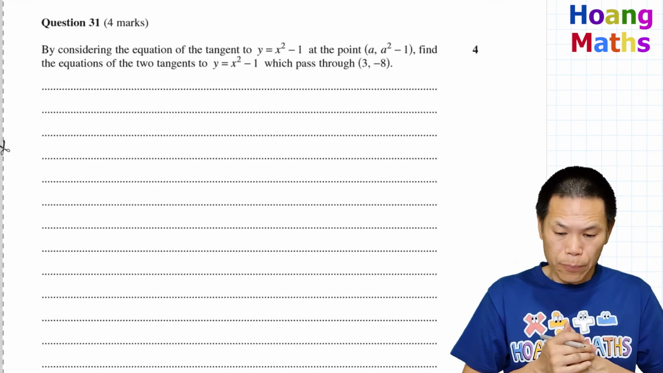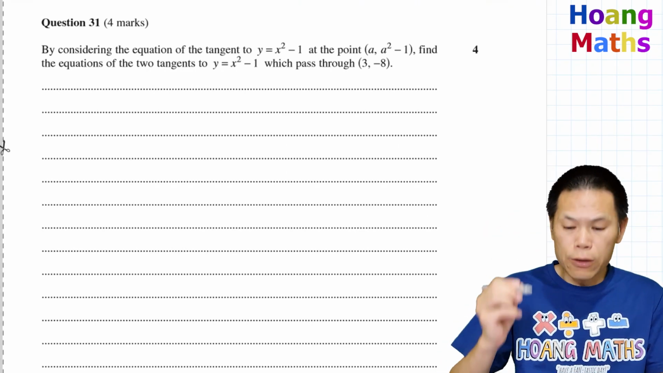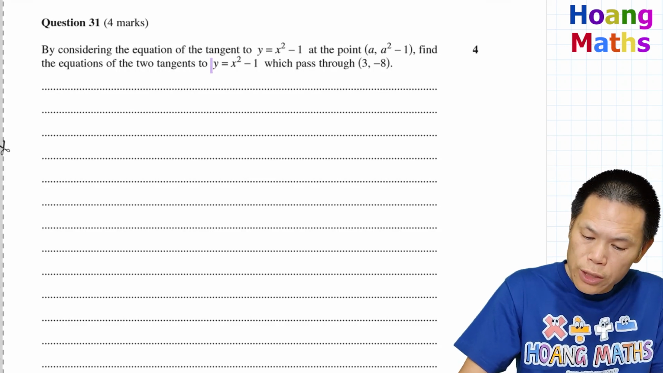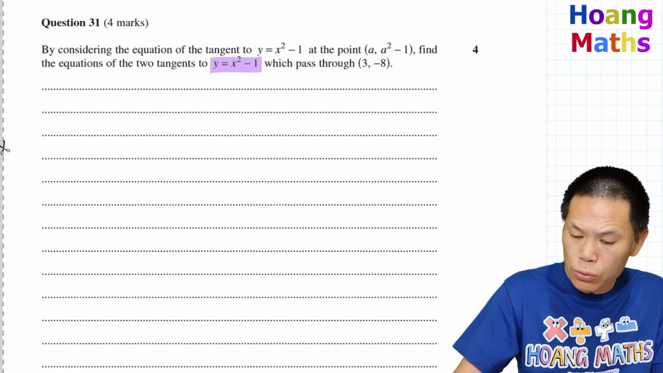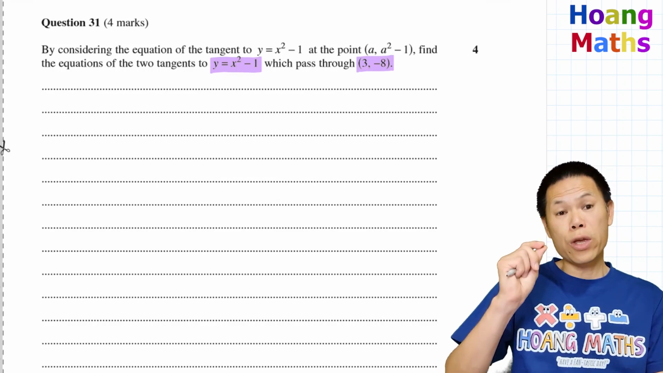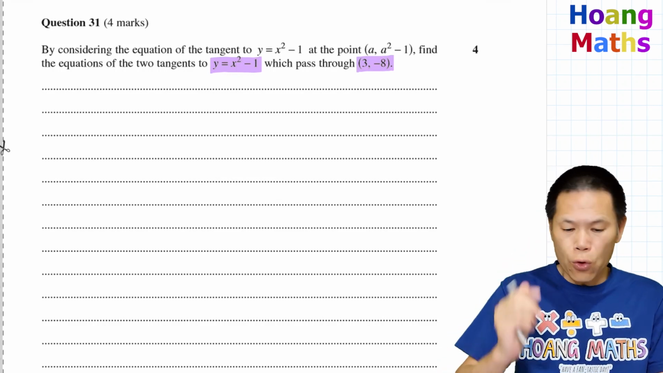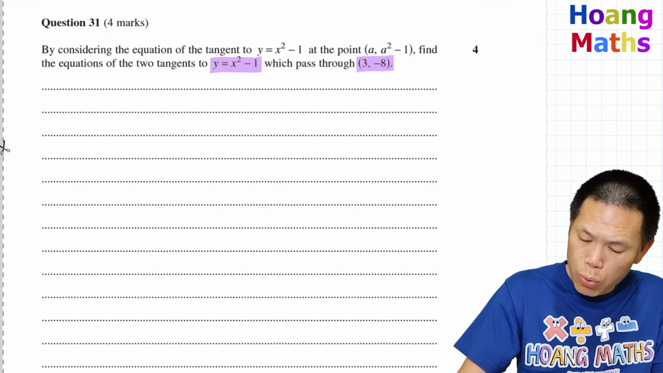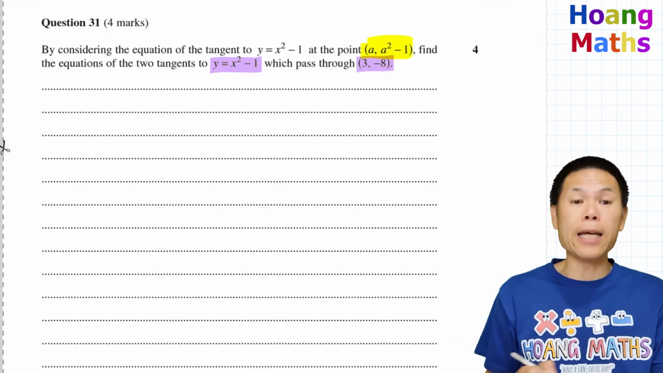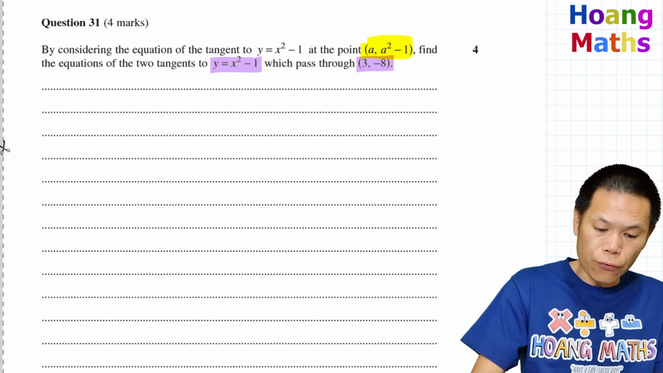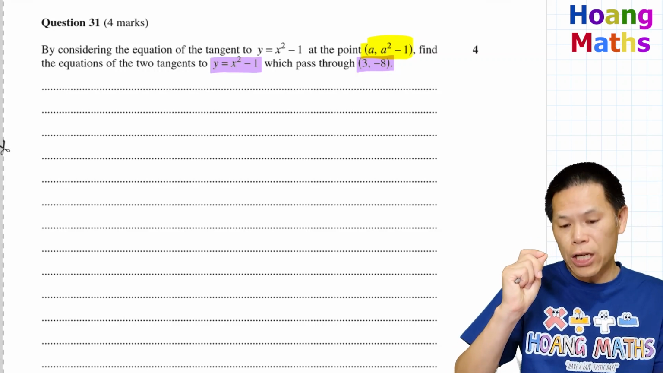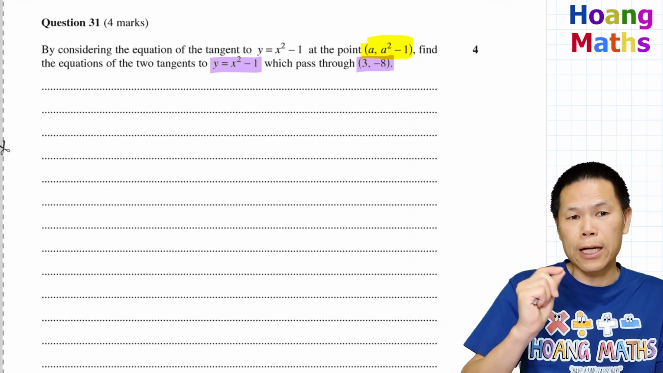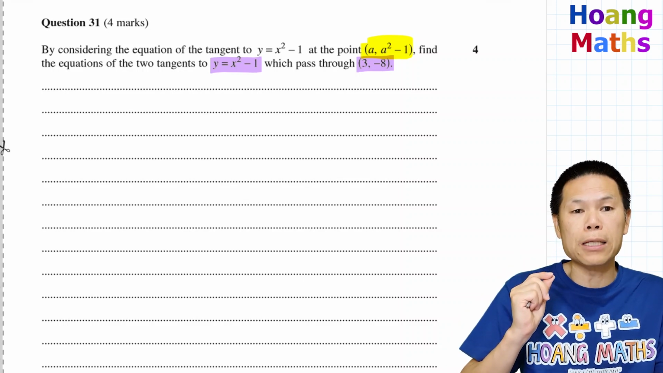Question 31. So the question is, we need to find the equations of the two tangents to this function here passing through the point (3, -8). But first of all, we need to find the equation of the tangent at point (a, a squared minus 1) first. So to find the equation of the tangent at that point, we need to find the gradient first, at a, a squared minus 1.